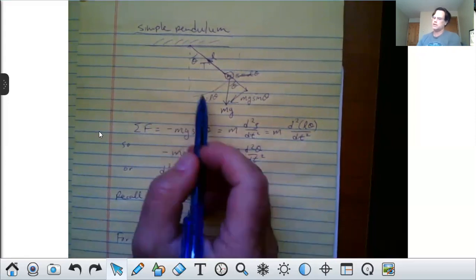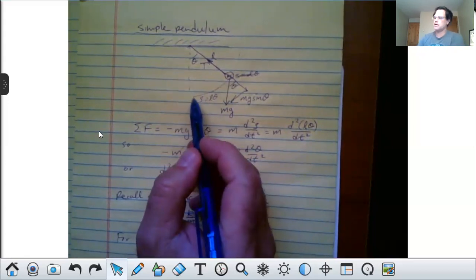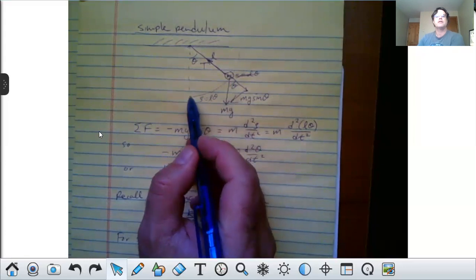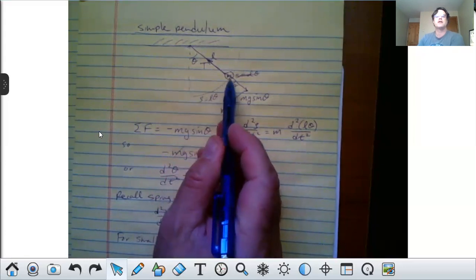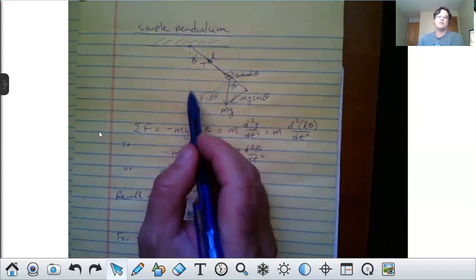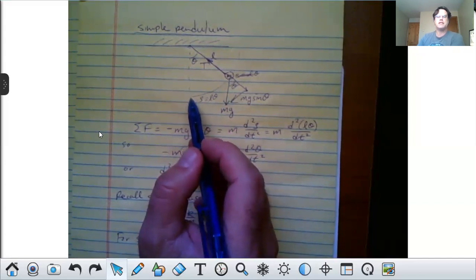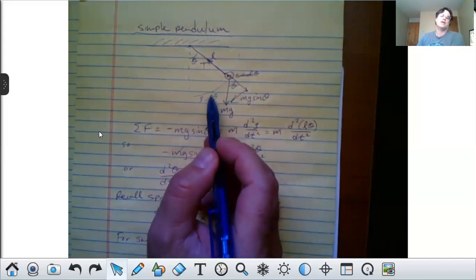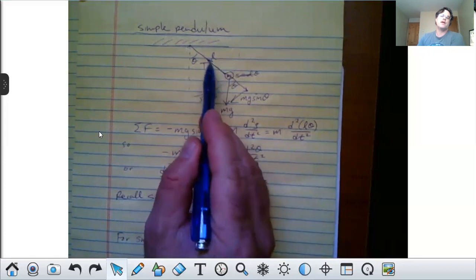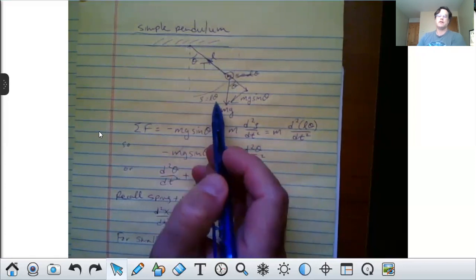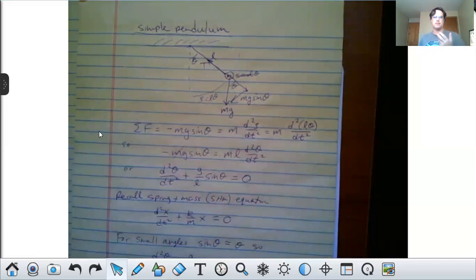Now, one thing that theta is related to is the arc length, s, right? The distance along this arc from the equilibrium, where theta is 0. Arc length is equal to the length, or the radius, times the angle, if I use radians as my angle measurement.